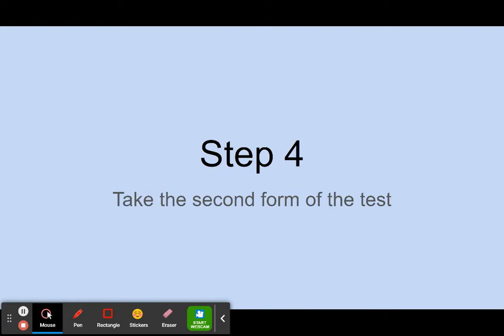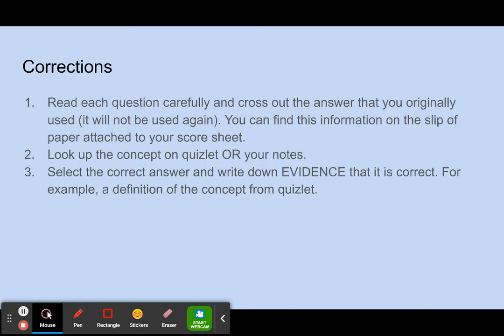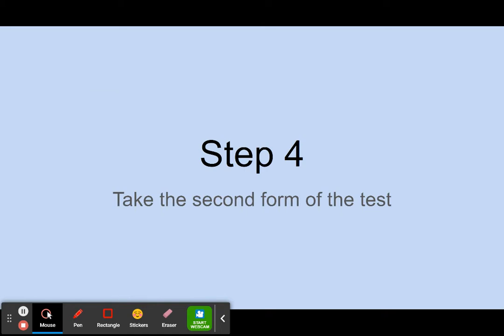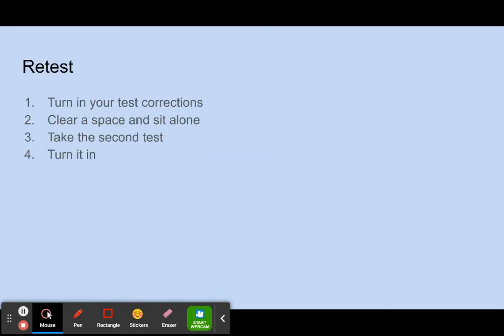Step four, you're going to take a second form of the test. So now you've studied. When we're correcting the test, you're actually restudying or relearning the information, taking the time. You're taking the second form of the test. You're going to turn in your test corrections. You're going to clear a space and sit alone. You're going to take a second test and you're going to turn it in.